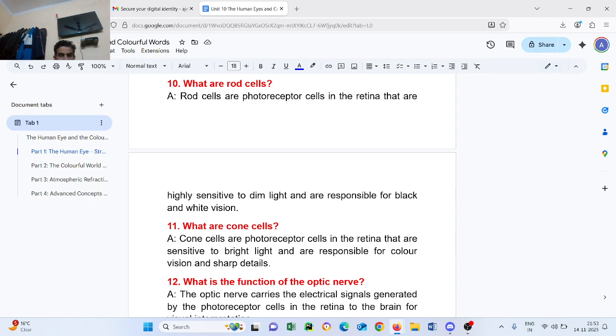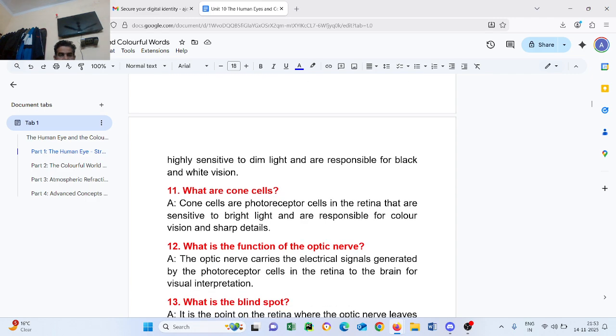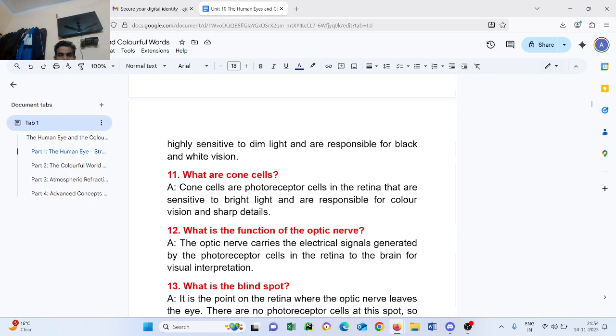Question number 12. What is the function of the optic nerve? The optic nerve carries the electrical signals generated by the photoreceptor cells in the retina to the brain for visual interpretation.